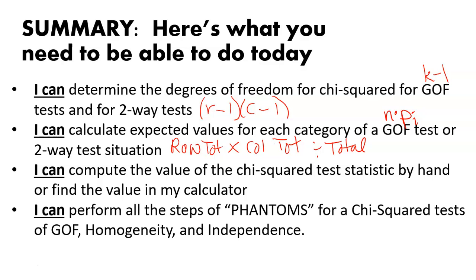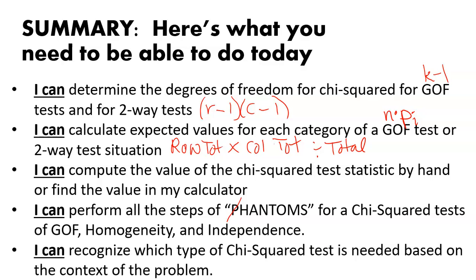You need to be able to perform all the tests of hypotheses. Remember, if you're doing one of the two-way tests, it's just hypotheses for chi-squared tests of goodness of fit, homogeneity, and independence. And then finally, you need to be able to recognize which type of chi-squared test is needed based on the context of the problem. So you need to be on the lookout for words like associated, or are these proportions the same? Or does it look like there's no preference, uniformly distributed 100% across all my categories? You can do this. I believe in you.